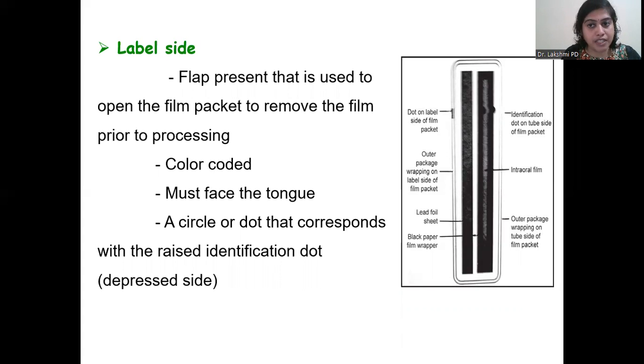That is why I keep repeating, you have got a label side and you have got a tube side. The tube side, the dot, the raised surface is supposed to be facing the tube. That's why it's also called your tube side. The other side, the total opposite of it, is called your label side. That is supposed to be facing your tongue, and that area, the orientation dot, is basically depressed.